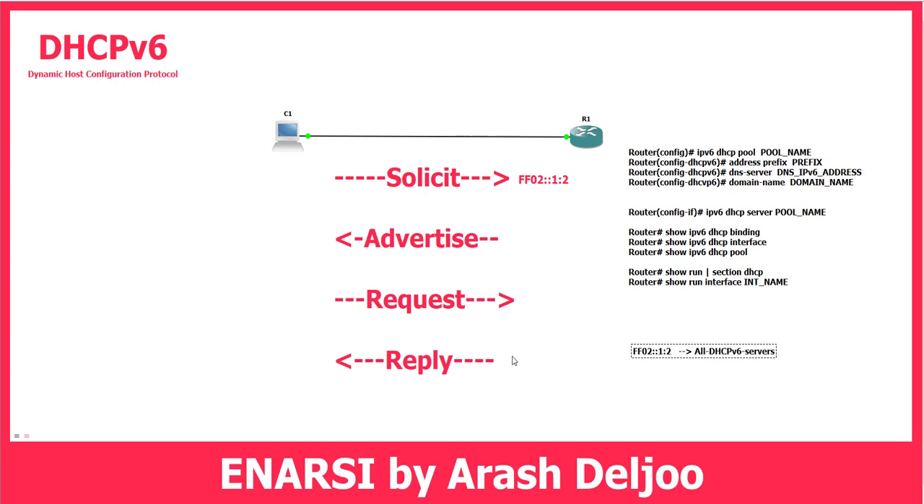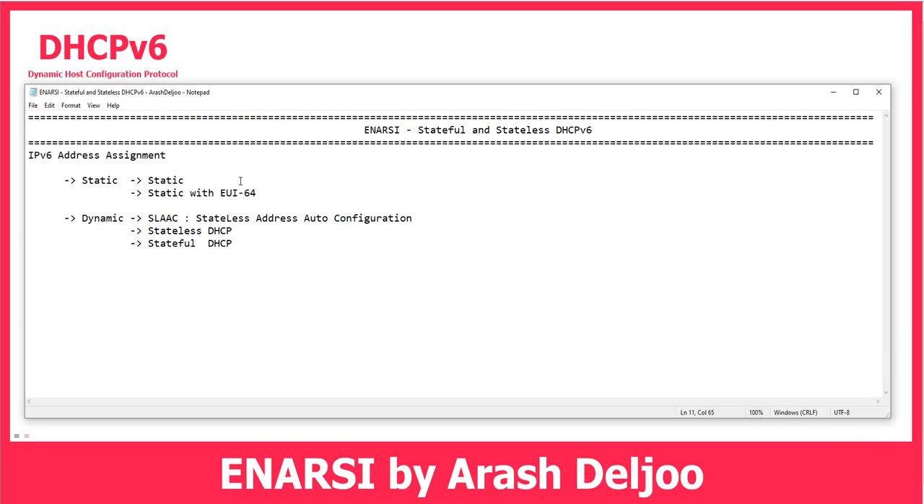You know that in the previous video we have learned about stateless address autoconfiguration, one of the IPv6 address assignment methods that we have. Look at here. About IPv6 address assignment, we have two major methods. The first is static and the second is dynamic. We have learned about the static method. In static IPv6 address assignment, we can assign IPv6 addressing with static configuration, or with EUI-64, or Extended Unique Identifier 64 bits.